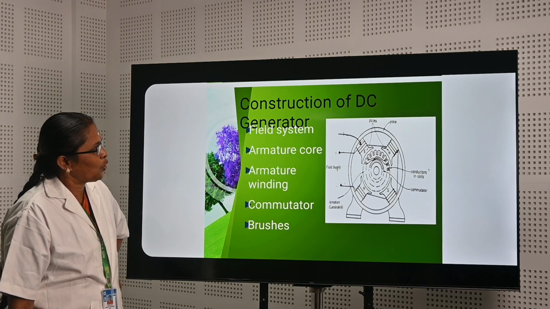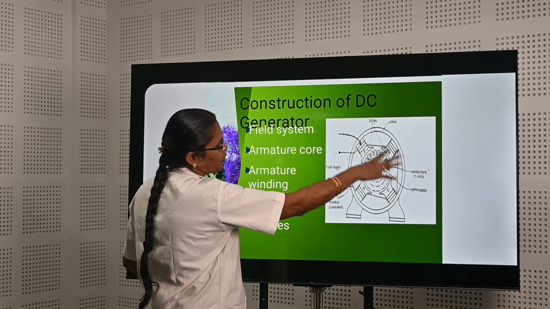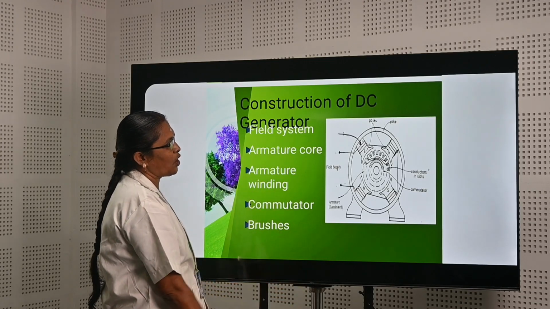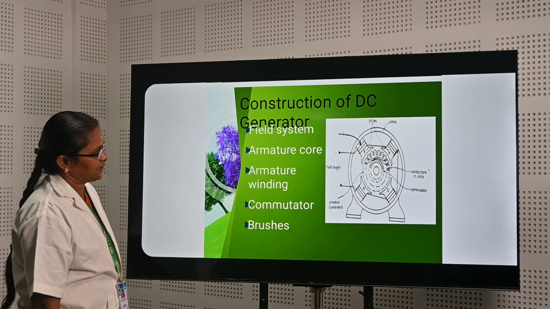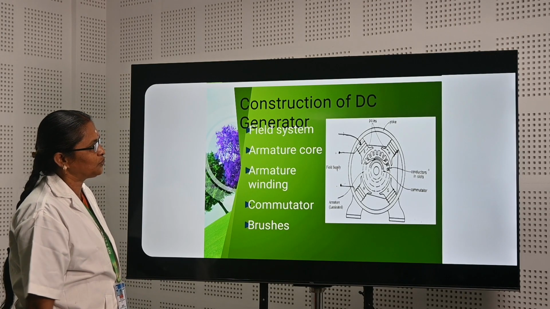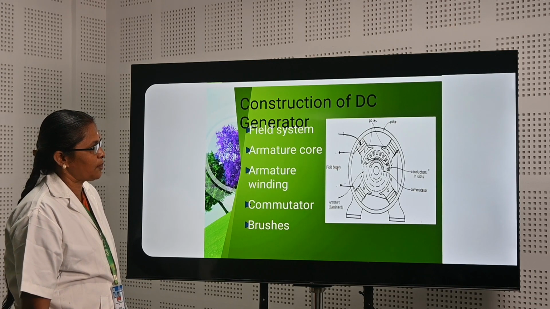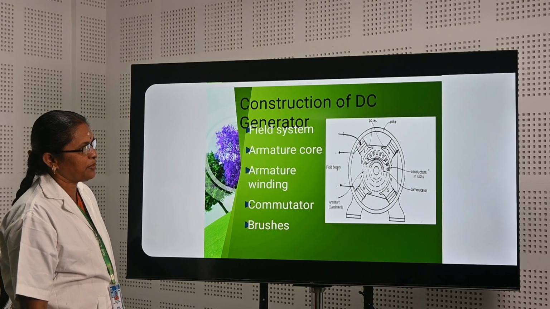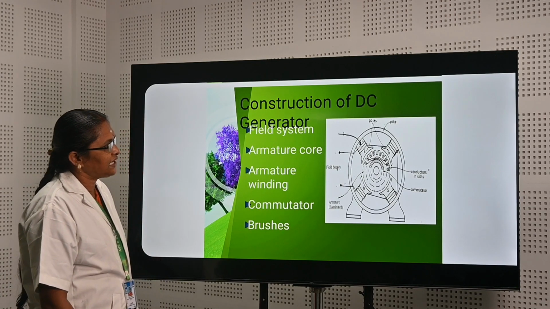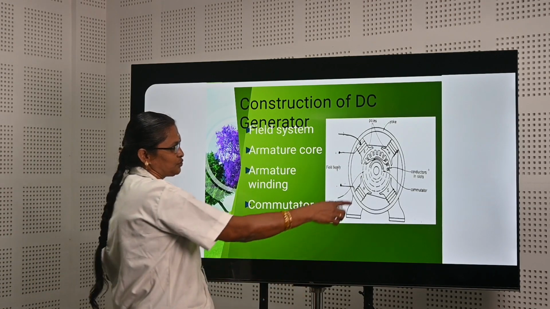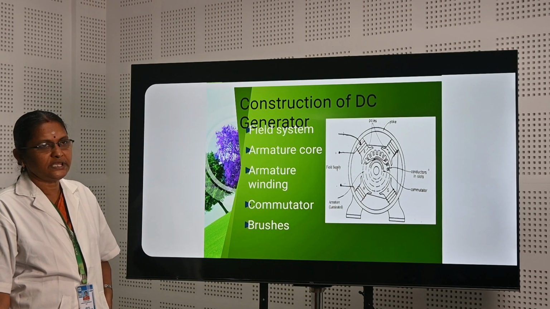Armature core is the next part inside the yoke. It supports and protects the commutator and the poles. The armature core is laminated. Why is the armature core laminated? It reduces the hysteresis loss and the eddy current loss. The hysteresis loss is reduced by adding 3% of silicon in the soft iron piece. Why are laminated iron cores used in the armature core? The laminated armature core is used to reduce the eddy current loss.